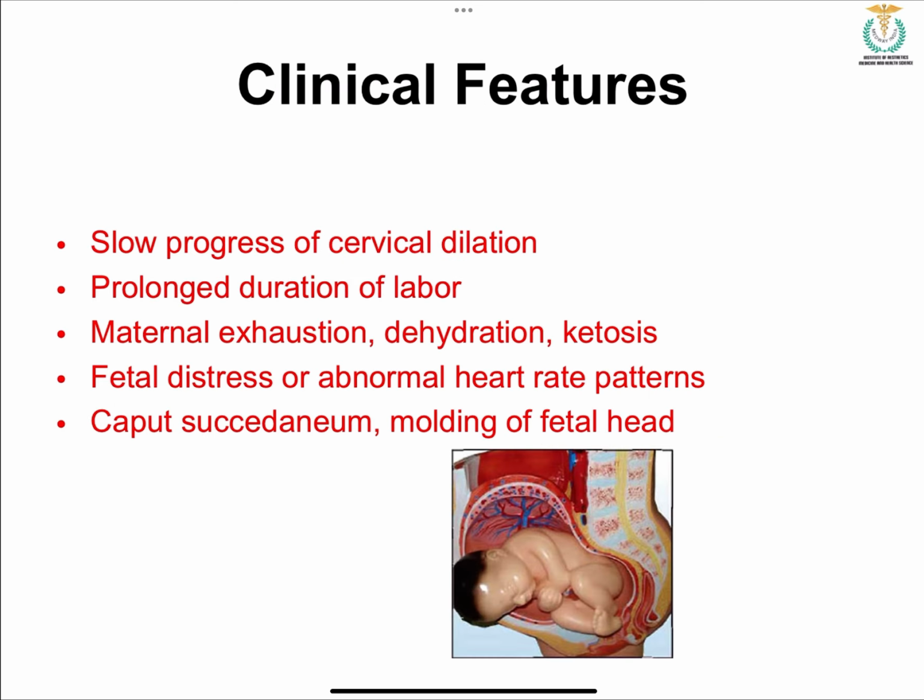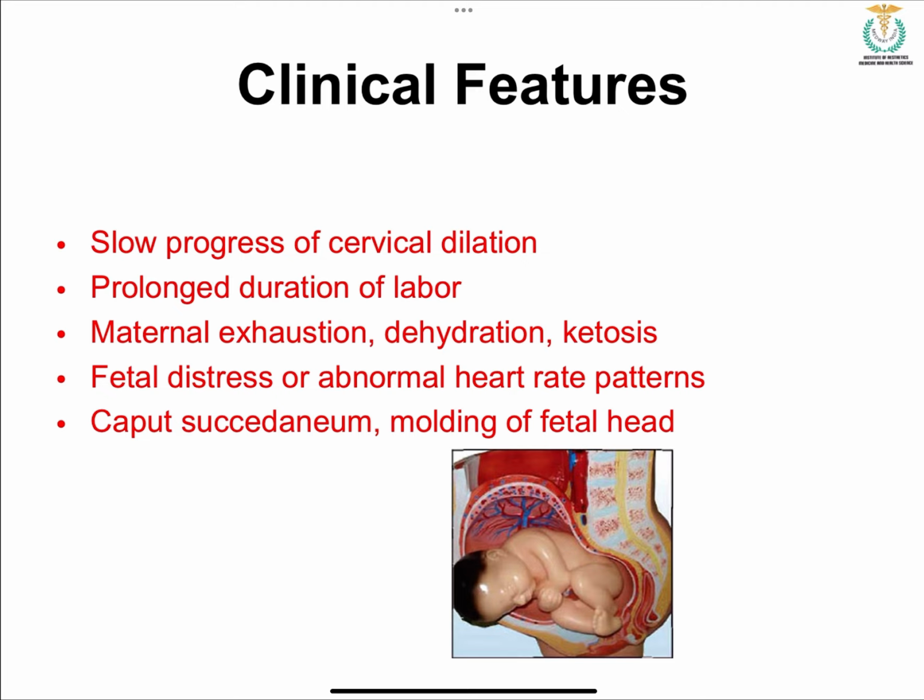Moving on to the clinical features. If the patient is having abnormal labor, clinically you will notice slow or absent cervical change on serial exams, fewer effective contractions, increased maternal pain and exhaustion, ketonuria or dehydration, and on the fetal side, abnormal CTG patterns, late decelerations or reduced variability can be seen.